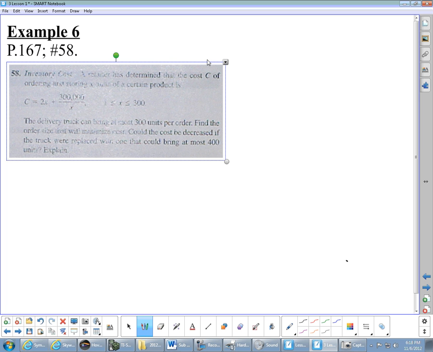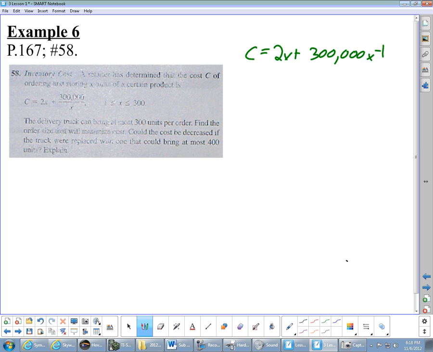All right, so to minimize the cost, we want to find the minimum value of this function here. Basically, we have C equals 2x plus, let's rewrite this as 300,000 times x to the negative first. And we're going to take the derivative of this. So C prime equals 2 plus, well, it ends up being negative 1 times 300,000 times x to the negative second. So then I set this equal to 0.